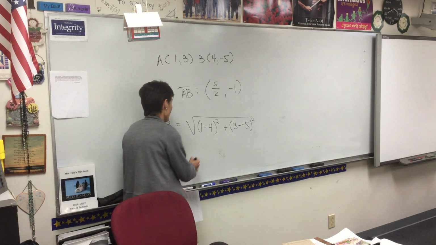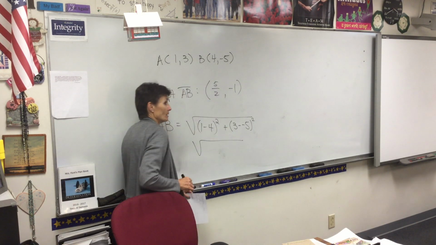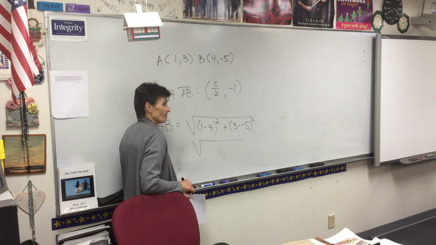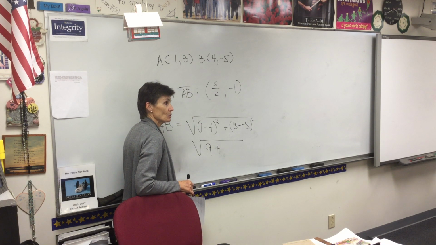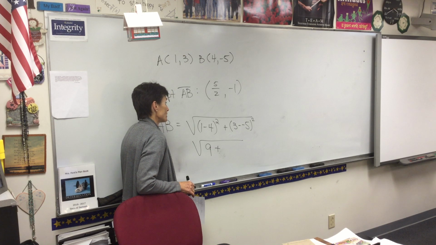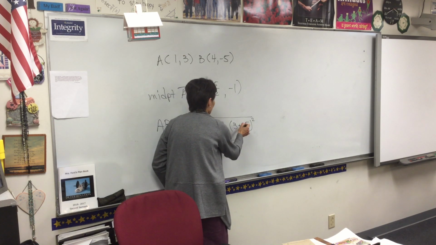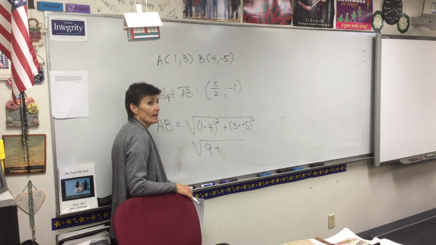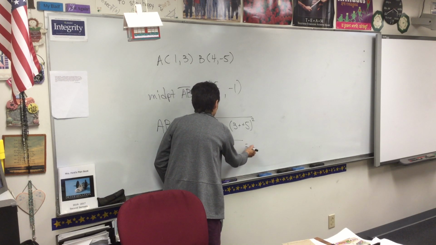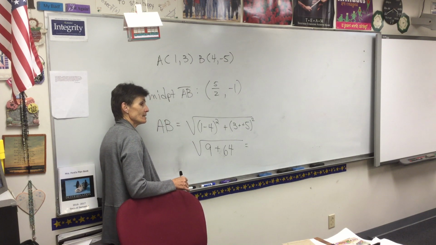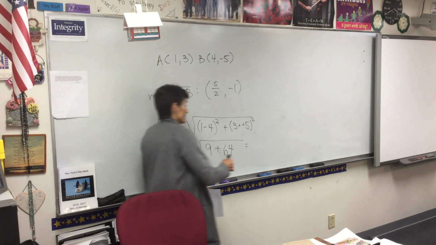All right, here we go. What's 1 minus 4? Negative 3 squared is 9. You can show as many steps as you need to. What is 3 minus negative 5? 8. 8 squared is 64. 9 and 64 makes 73.